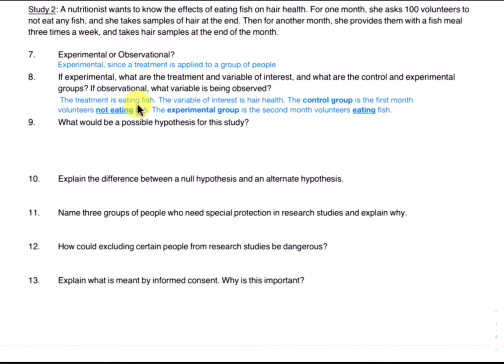All right, well, the treatment is eating fish. The variable of interest is hair health, because that's what you're observing. And the control group is the first month volunteers who were not eating fish. The experimental group is the second month volunteers who were eating fish.